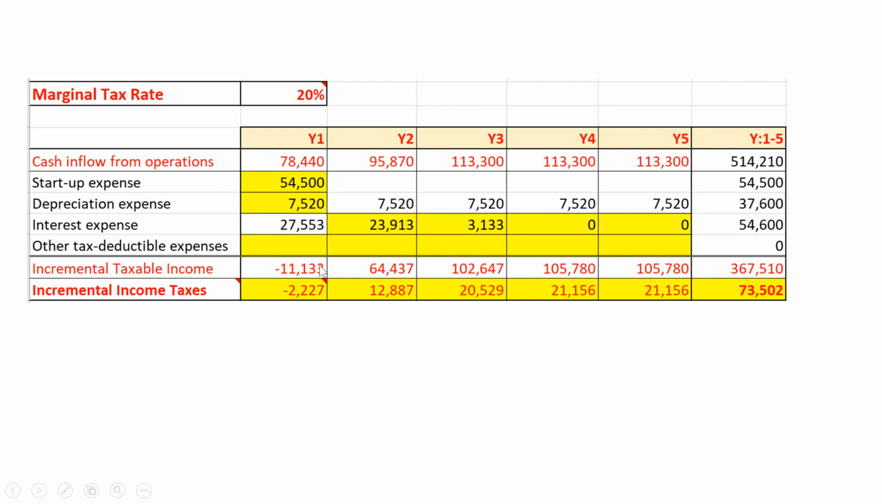So what does that mean? 20% of that is a negative number. Because the business is an extension of yourself, if the business is showing a loss, it offsets other income you may have. So really, you're going to save taxes because your business is showing a loss. Many people like to show a loss in their business, even though the business may be giving them positive cash flows, because that tends to bring down their tax liabilities.